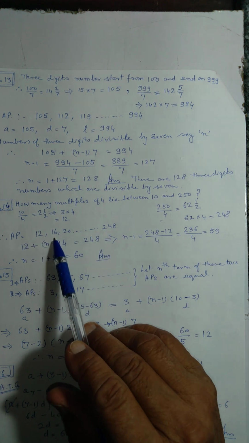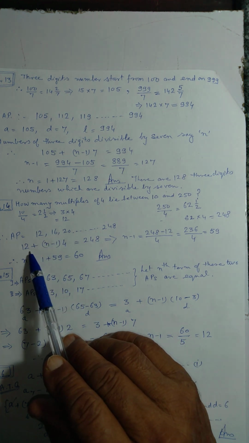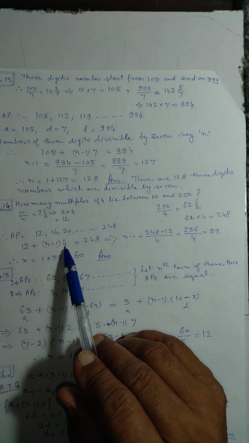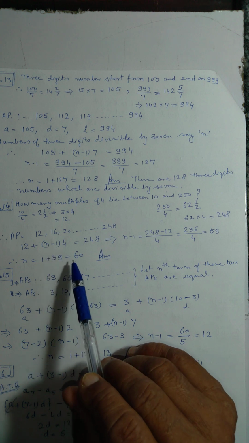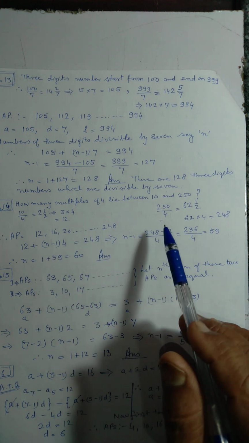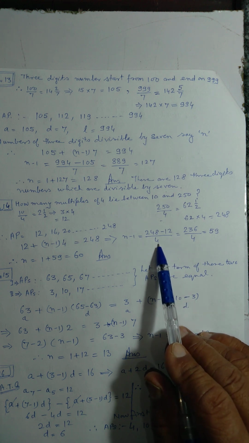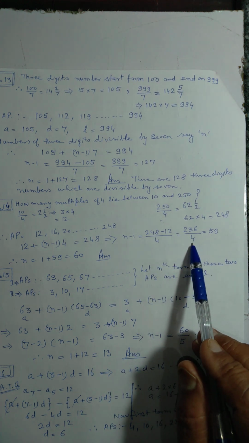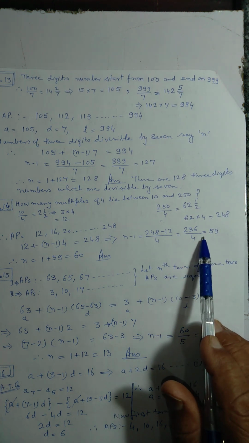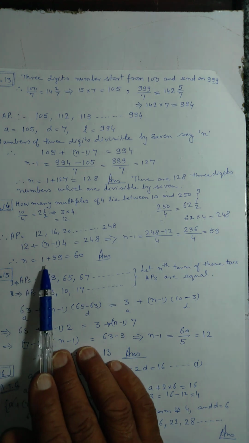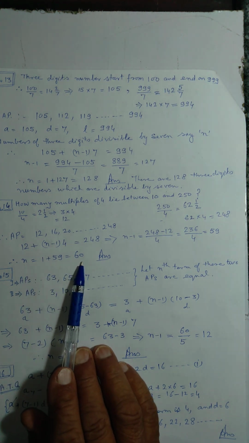So the AP will be 12, 16, 20 and the last term will be 248. So the common difference is 4. Now 12 plus n minus 1 into 4 should be equal to 248. So work out n minus 1. This will be equal to 248 minus 12 divided by 4. So it will become 236 divided by 4. Again you will get 59. So now this is n minus 1. Therefore n will be equal to 1 plus 59, that is the 60th term.